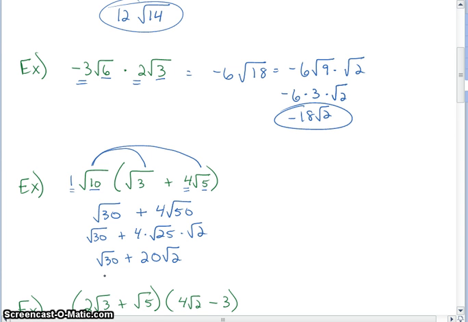Can I add these together? No, I can't add them together, and why not? Good. The square root of 30 is different than the square root of 2. They're not like terms, so I can't add them together. So that's as simple as it gets.